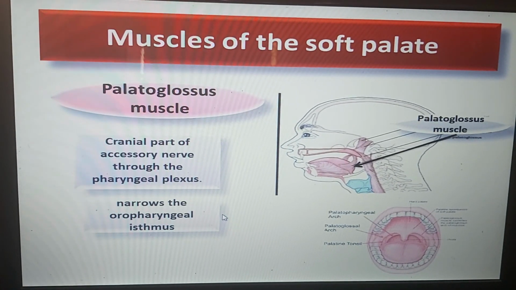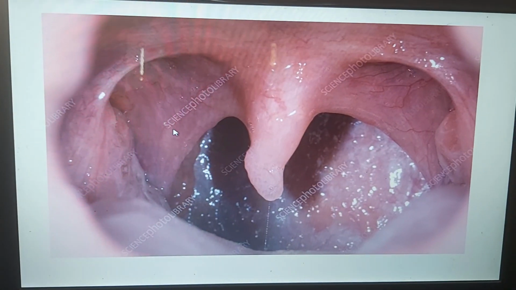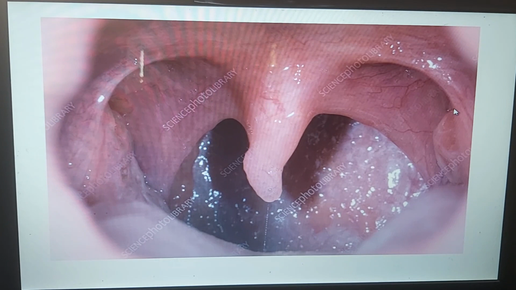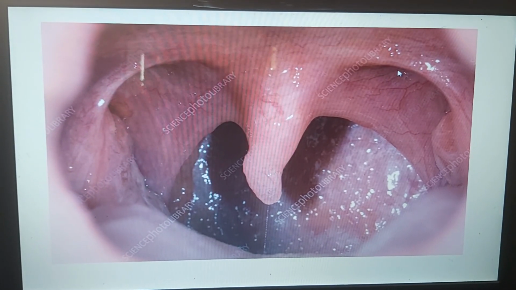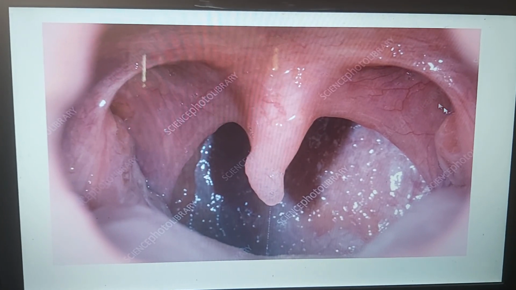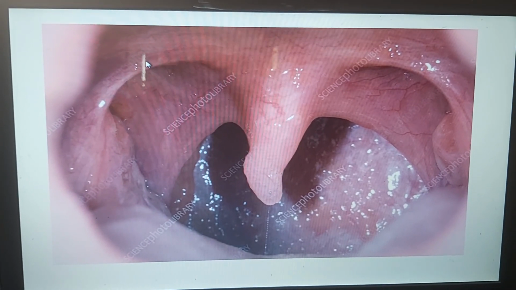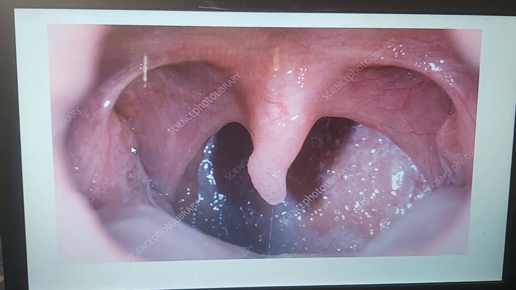What is the oropharyngeal isthmus? This is the oropharyngeal isthmus between the palatoglossus muscle on both sides. This is the palatoglossal arch formed by palatoglossus muscle on both sides.